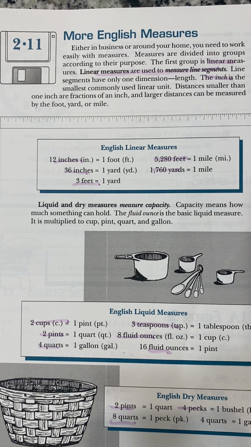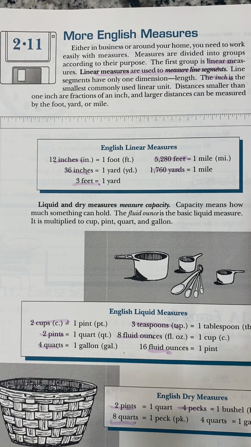Basically, linear measurements are to measure line segments. You know that. And line segments have only one dimension, length. The inch is the smallest commonly used linear unit. Distances smaller than 1 inch are fractions of an inch, and larger distances can be measured by feet, yards, or even miles. So you need to know these to make life a lot easier.